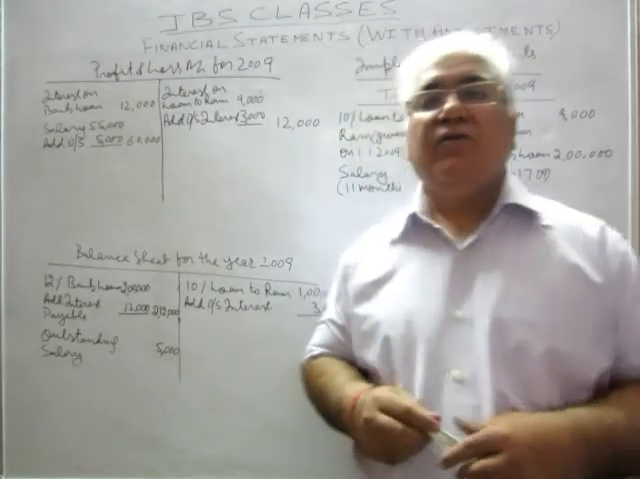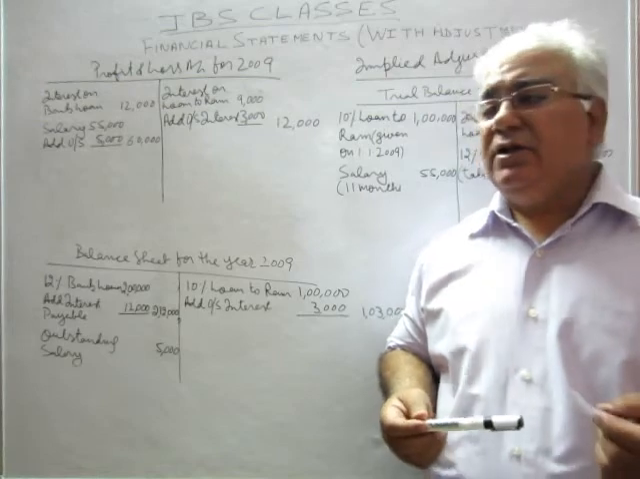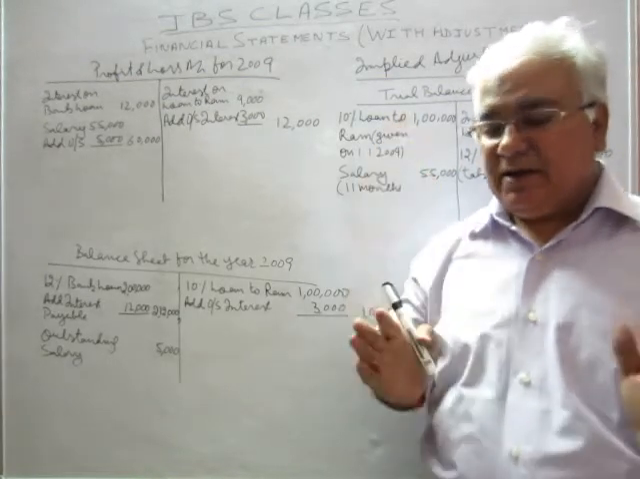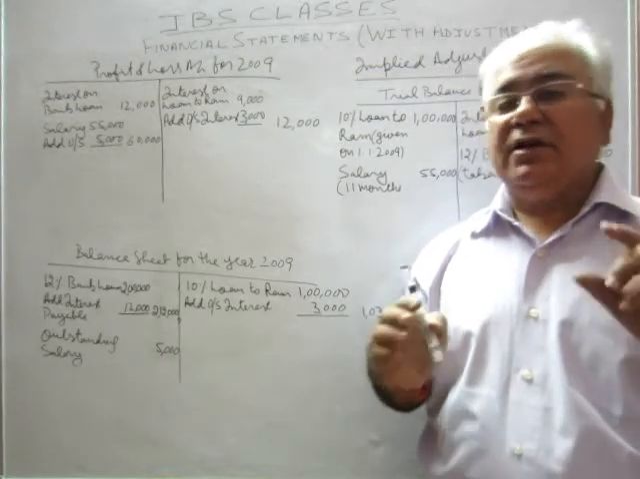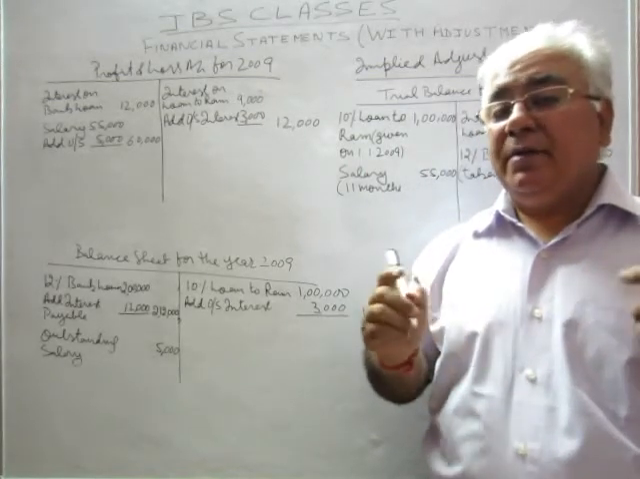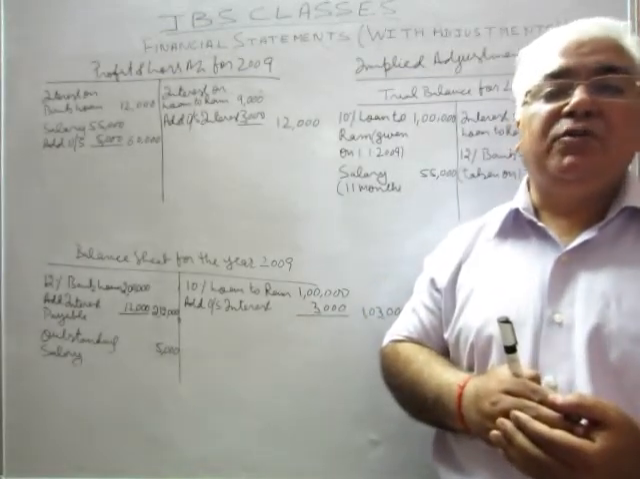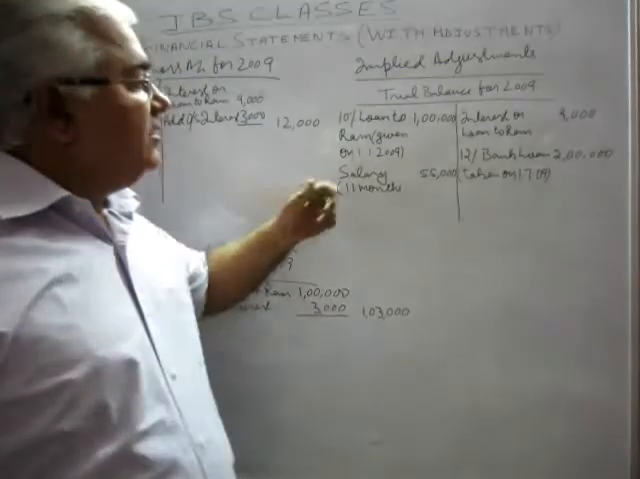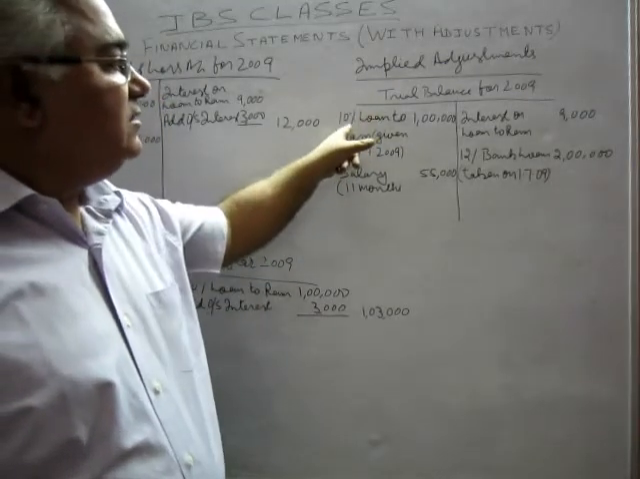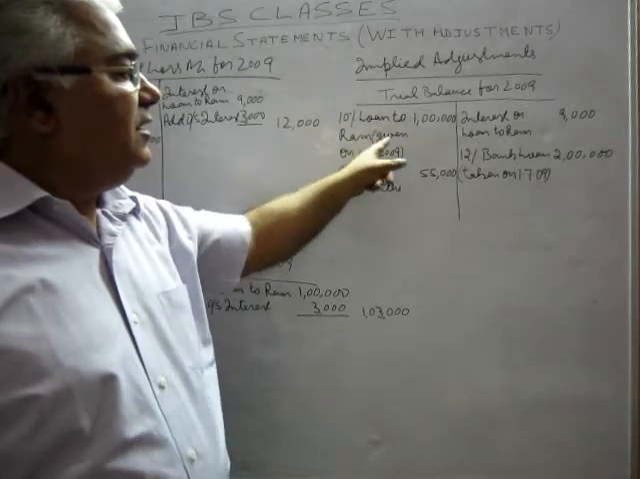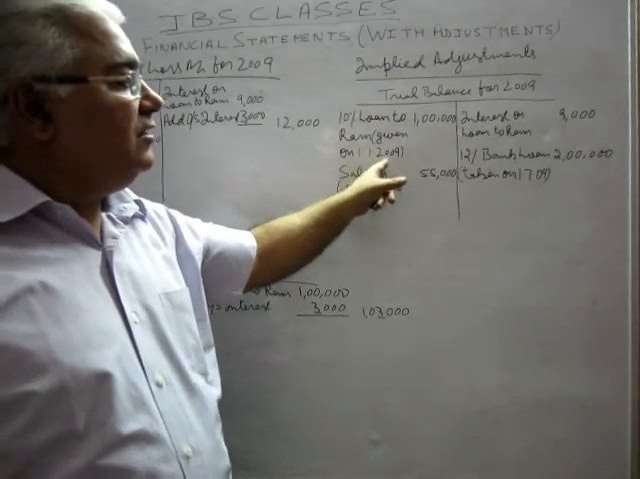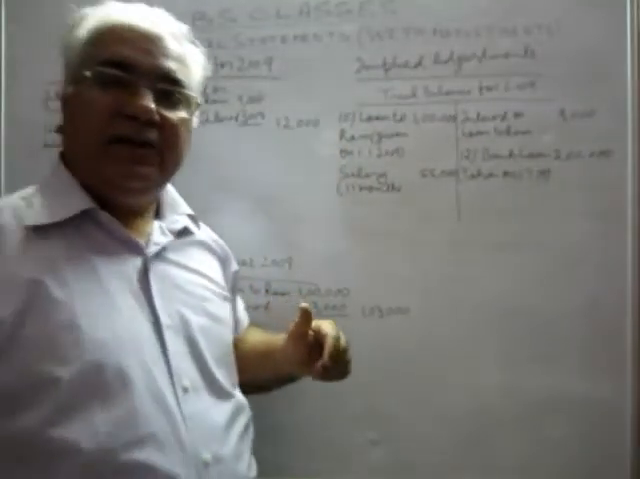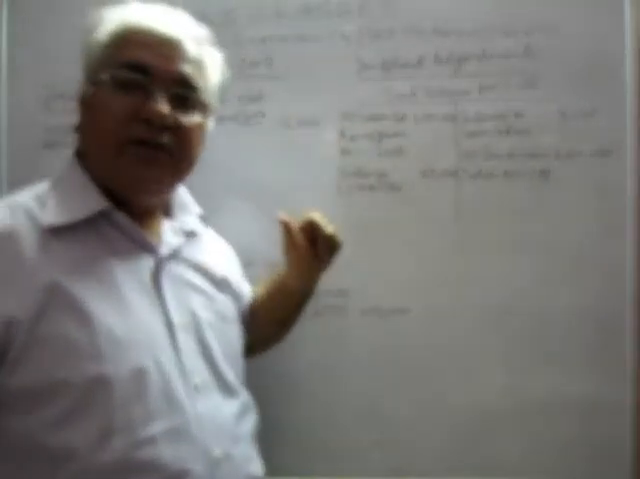Implied adjustments. Now what are implied adjustments? Implied adjustments means that we have to look at the trial balance, and from the information contained there we should be able to make out what adjustments we need to make. For example, if you look at this trial balance, you will find that on the debit side of trial balance, 10% loan to Ram given on 1/1/2009, 1 lakh is there. Since it is on the debit side of trial balance, it is an asset of ours.